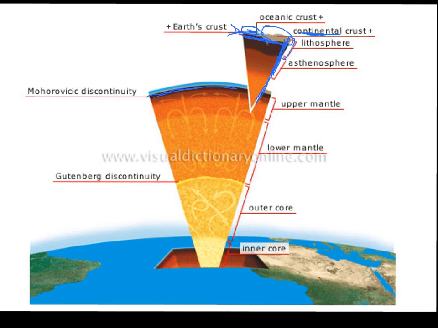The other one where seismic waves behave differently is down here right between the lower mantle and the outer core, and it is the Gutenberg discontinuity. Because then below that you have, of course, the outer core, then the inner core.